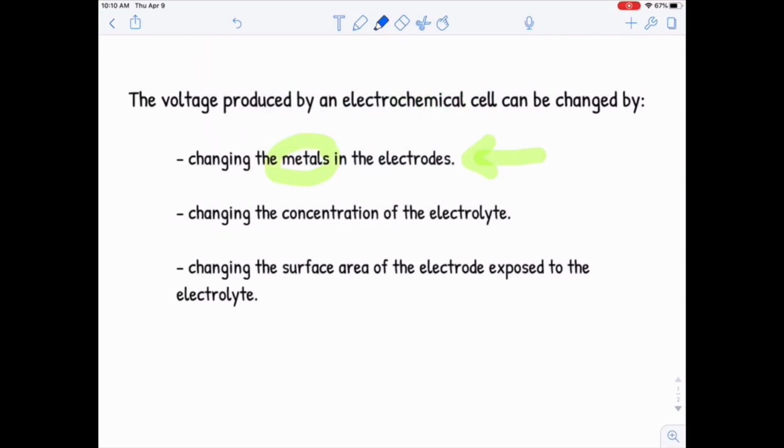If we look at changing the concentration of the electrolyte, this is similar to looking at chemical reactions and knowing that if we increase the concentration of reactants, then we can increase the rate of the reaction. Similar here, if we increase the concentration of the electrolyte, we will usually increase the voltage of our electrochemical cell.